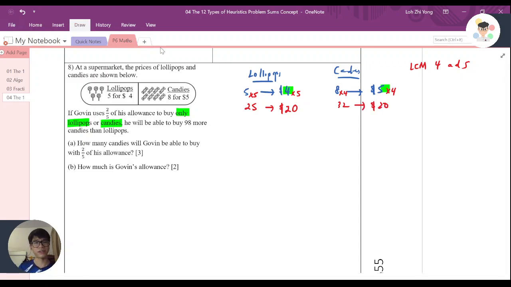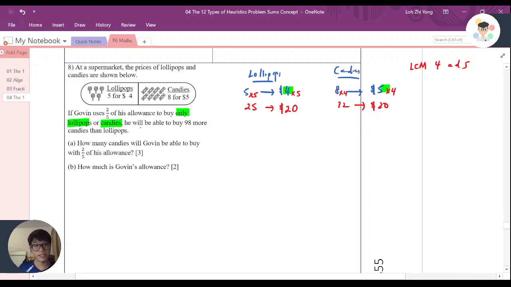So this is slightly different from what we expect, because usually we always make the numbers become the same, because the question always talks about an equal number of something. But here they say lollipops or candies, which means they are expecting the amount of money to be the same.